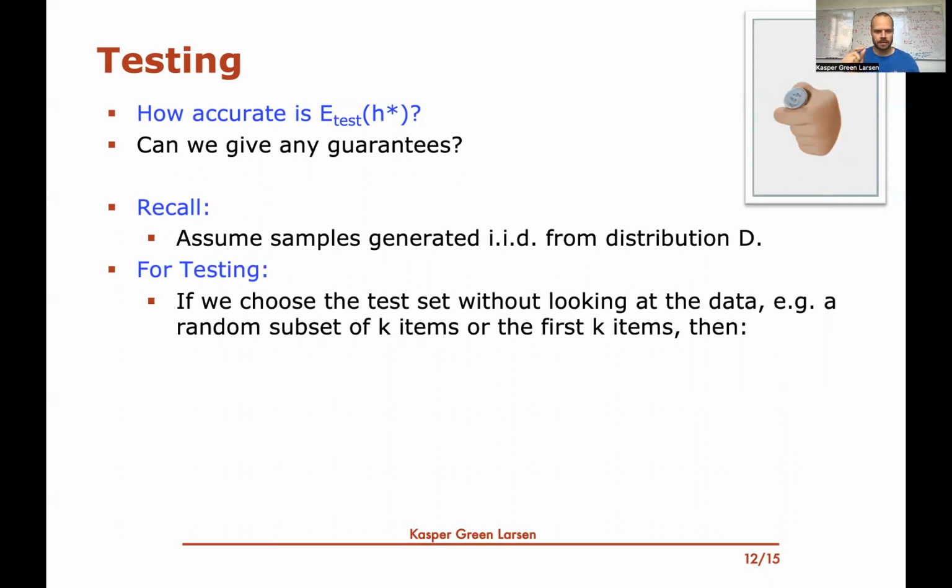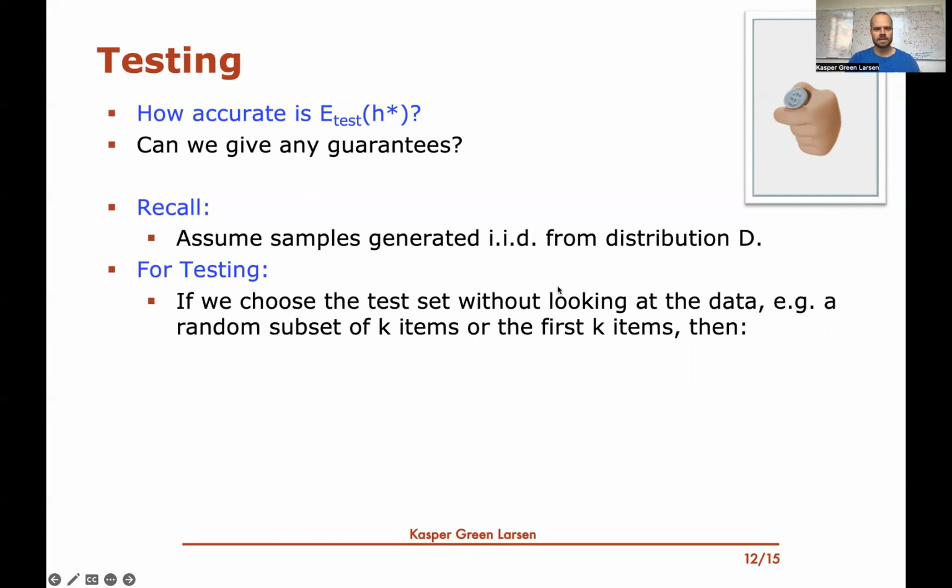But if we choose the test set without actually looking at the data, so if we say, okay, my test set is just a random subset of k items, or maybe it's the first k items, so I don't look at what the data items actually are. I just pick them somehow without looking at it. So the first k or a random set of k items. Those are good choices. In practice, you would choose a random set of k items.